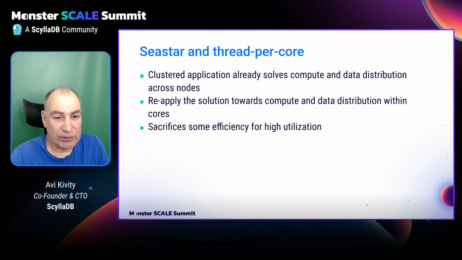And while I talked about how efficiency is important, Seastar does sacrifice some efficiency in order to get high utilization. So we're not going all out for efficiency. It's okay to sacrifice some of it, but in return, you get that all of your vCPUs are working, and they're not just watching one vCPU working hard. Instead, all of them work towards the goal.